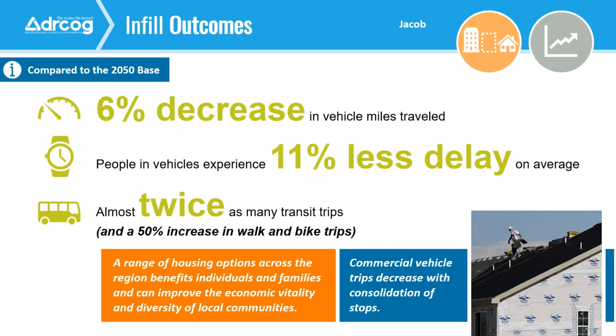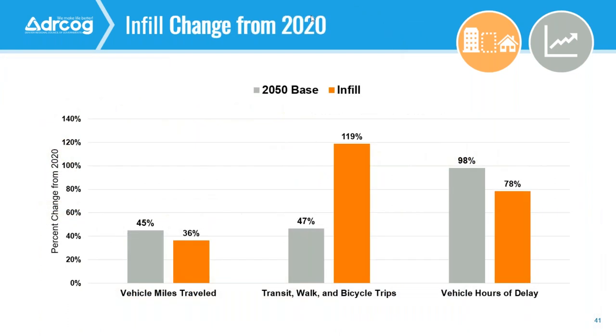As we also note on this slide, a range of housing options across the region can benefit individuals and families and can improve the economic vitality and diversity of local communities. So that's something to keep in mind. We also noted that commercial vehicle trips decrease with consolidation of stops. So we might expect that in an infill scenario, where we're focusing things a little bit closer together, we should see that benefit on the commercial vehicle side. When we look at the change from 2020, comparing with the 2050 base in the infill scenario, we see that the growth in vehicle miles travel decreases a little bit. But transit, walk and bicycle trips increase quite significantly, and the growth in vehicle hours of delay decreases a little bit compared to 2050 base.